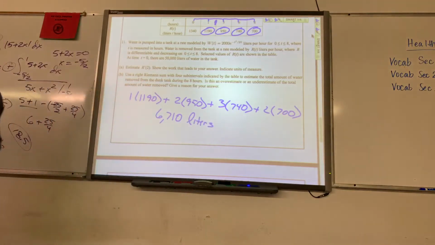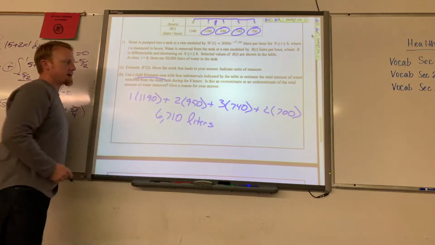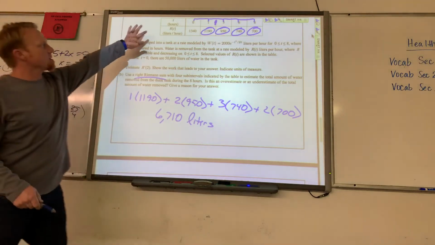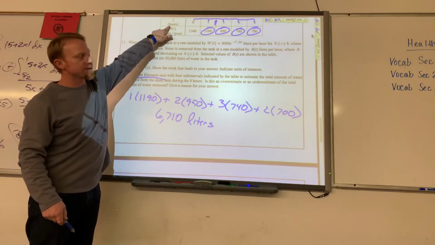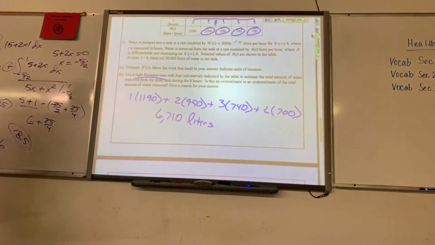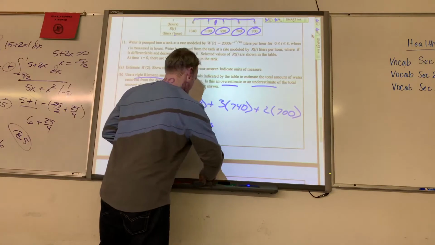liters. Okay, and I know it's liters because if I'm doing a right Riemann sum, that means I'm integrating. And if I'm integrating R of t, then that means I'm multiplying my units. So if I multiply liters per hour times the hours cancel, I end up with liters. Now, is it an overestimate or underestimate?